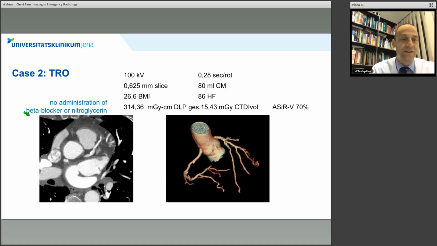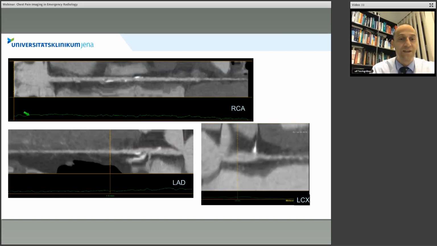And you can see already here that we have a lot of calcium right here in the coronaries. And if you do the reconstruction right here in this case, you're also able to see some calcification, but you see no stenotic lesions, neither in the RCA, which is also quite nicely reconstructed. The same for the LAD and the LCX.